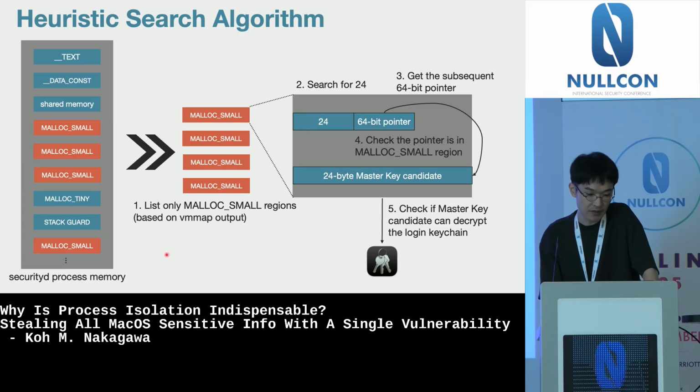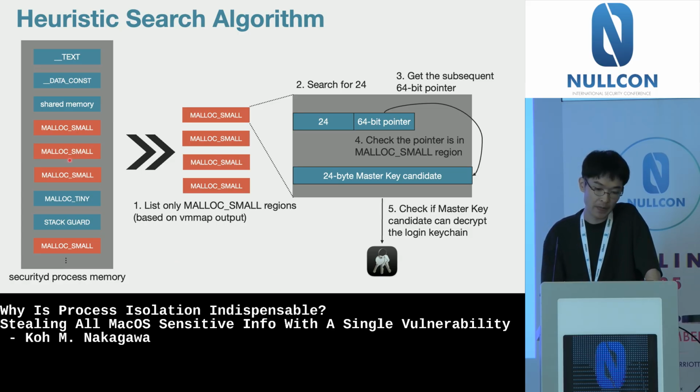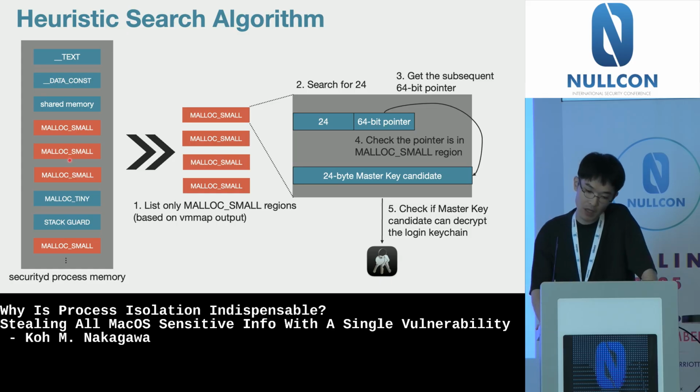Based on Juuso's research, I created a heuristic search algorithm for finding the master key. First, I parsed the VM map to identify the process memory map and focus on a malloc small region. Inside those regions, I search for the 64-bit integer value 24. From there, I follow the subsequent 64-bit pointer and check whether the address falls within the same region.